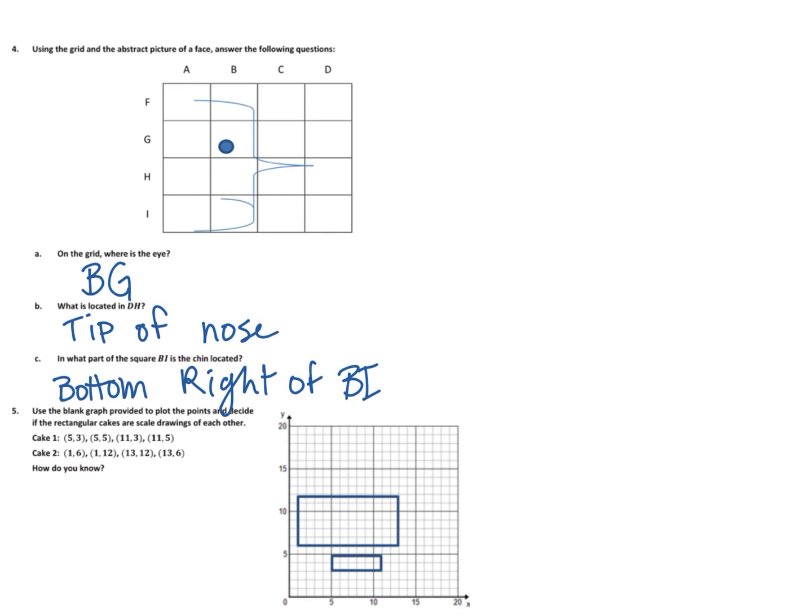Number 5. Use the blank graph provided to plot the points and decide if the rectangular cakes are scale drawings of each other, and how do you know? So I have the picture already graphed out. It should look something like this on your paper. If you need to, you can pause and make sure your coordinates are in the correct spot.